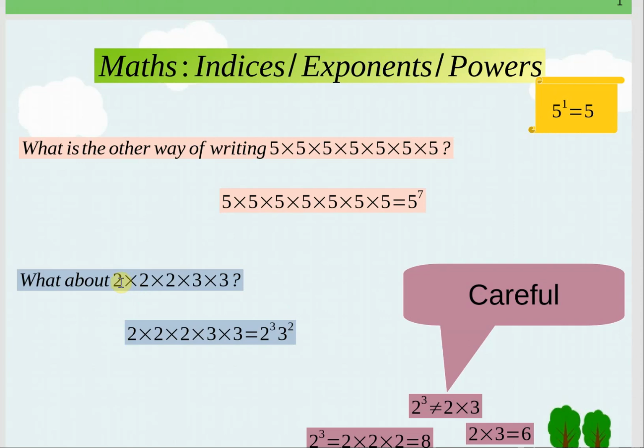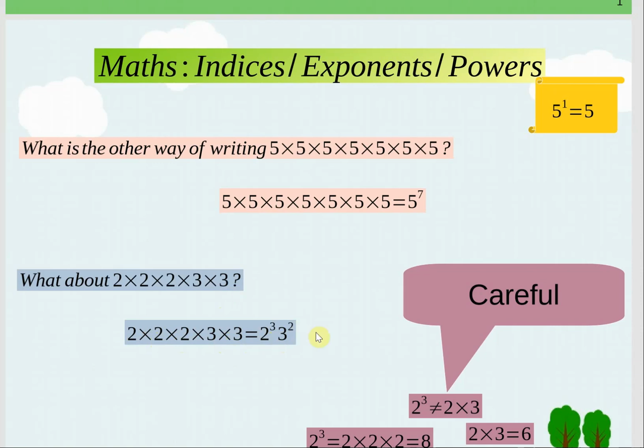Now let's look at another example. We have 2 multiplied by itself 3 times, so we have 2 raised to 3, and then we have 3 multiplied by itself twice, so we have 3 raised to 2. So this 2 times 2 times 2 times 3 times 3 is equal to 2 raised to 3 times 3 raised to 2.